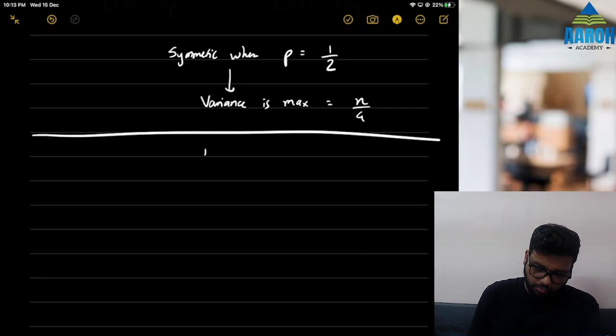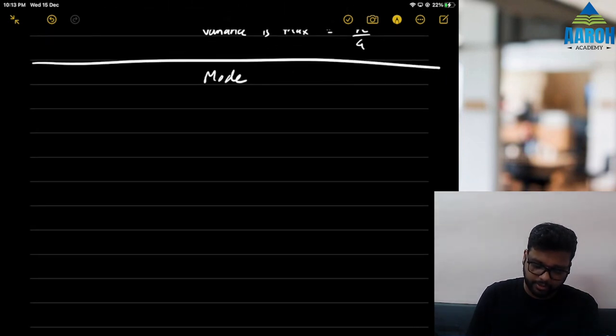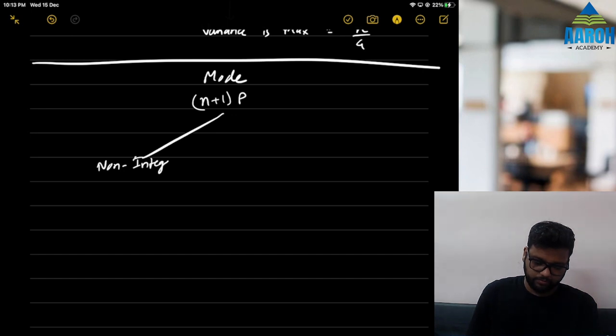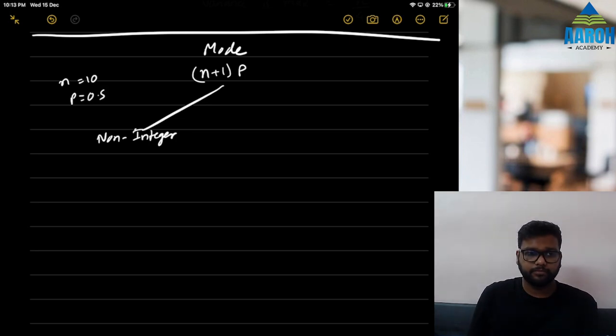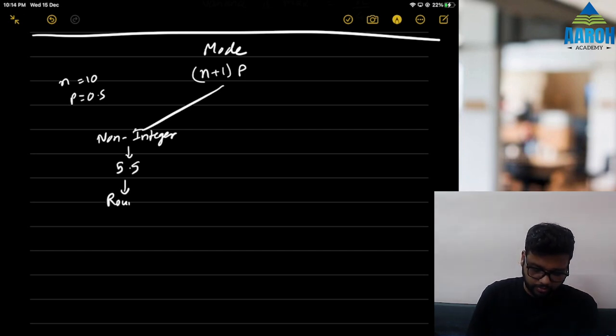Fine. Mode of binomial distribution can be calculated using (n plus 1) into p. If (n plus 1) into p is non-integer, then what do we do? Largest integer less than or equal to (n plus 1) p. Or you can just remember it as round it down, that's it. For example, if n is 10 and p is 0.5, then what will be (n plus 1) into p? 5.5. So we just round down. So it will be 5. That's it. Mode is 5.